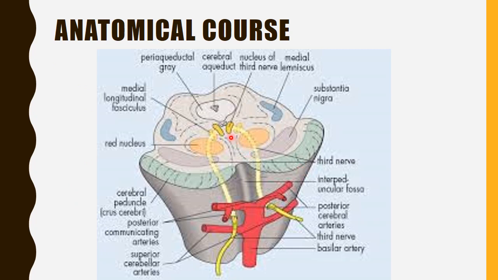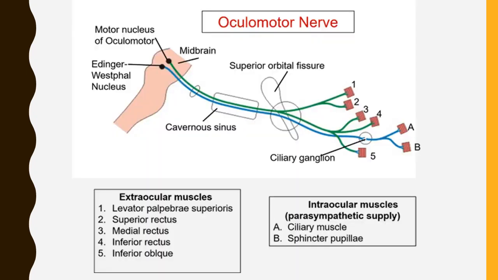So the oculomotor nerve emerges from this main motor nucleus ventral to the cerebral aqueduct, anteriorly through the brainstem, passing inferiorly to the posterior cerebral artery and superiorly to the superior cerebellar artery. After emerging from the midbrain, it enters into the lateral wall of the cavernous sinus.